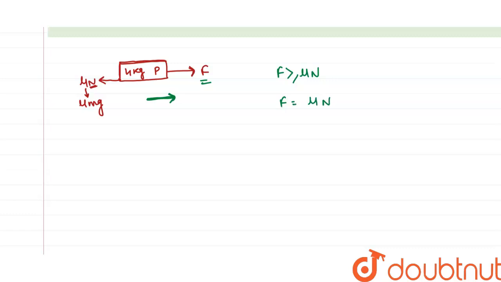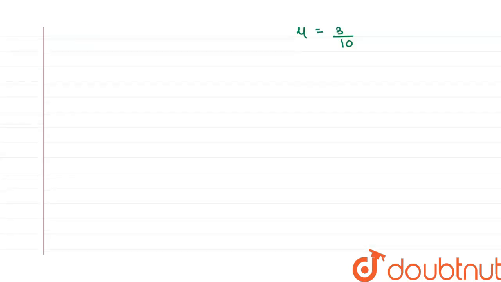The minimum force is given as 12 Newton, so it is mu N, and N equals mg, where the mass is 4 and the value of g is 10. So from here the value of mu, the coefficient of friction, comes out to be 3 by 10. Now we are going to make the free body diagram of the Q block.